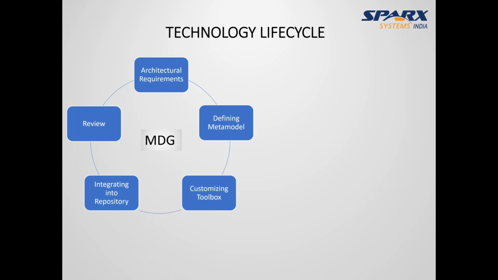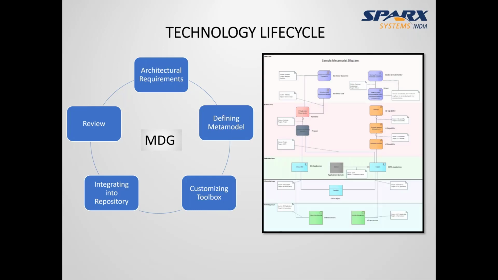As you all know, there are 4 layers of meta model, namely the user object layer as M0, the user model layer as M1, the meta model layer as M2. I'm sorry, the meta model layer is M3. And the UML meta model sits at the M2 layer. This is a sample meta model diagram using UML notations.